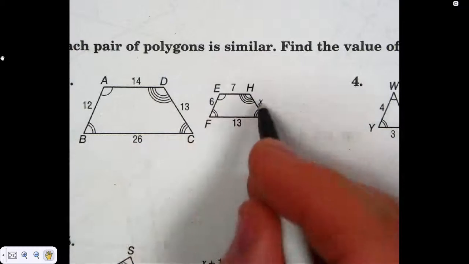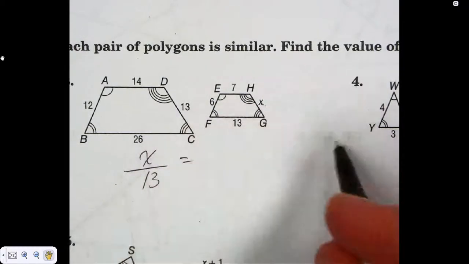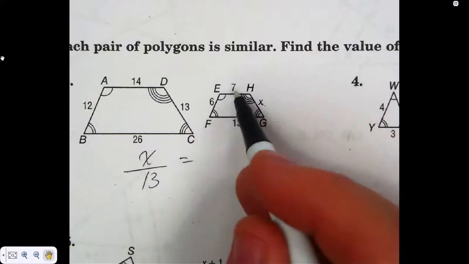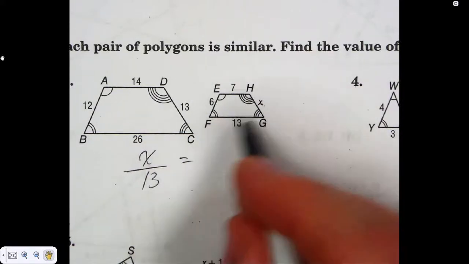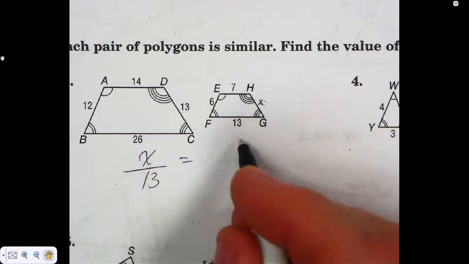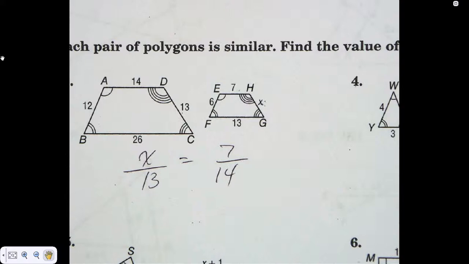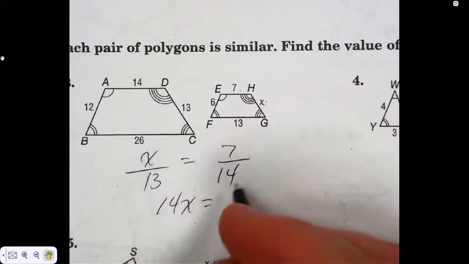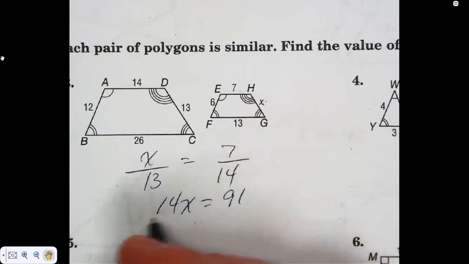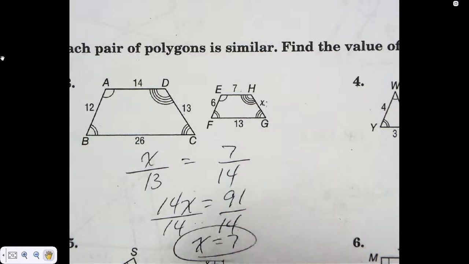What corresponds to the x? X over 13 is equal to, now I need to find two sides that... what would it be? 12 and 6. I put the x on top, though, didn't I? Oh, yeah. So what would need to be on top? 7 over 14. Yeah. What am I going to do now? 14x is equal to 7 times 3 is 21, 7 times 10 is 70. X is equal to 7.